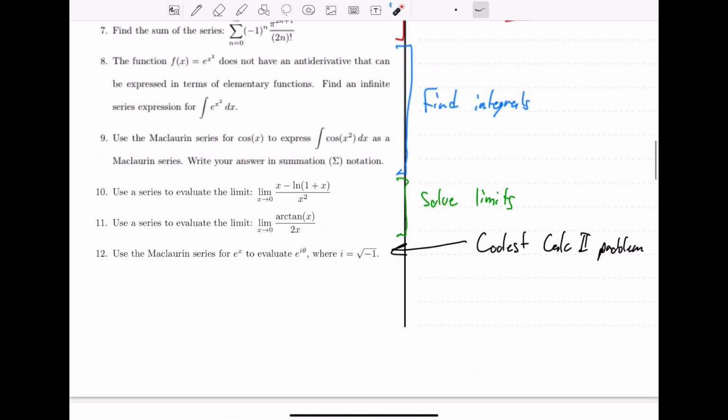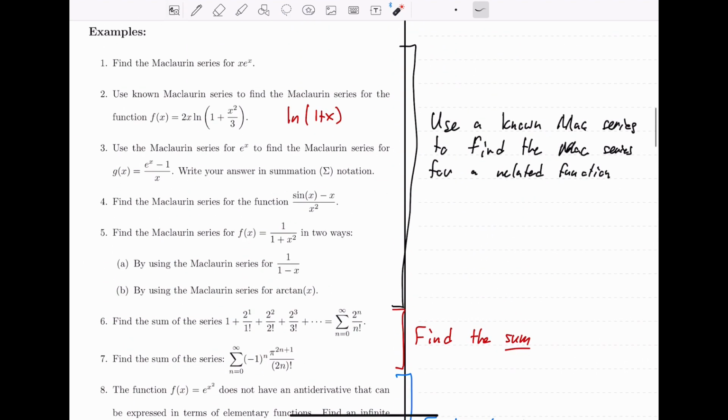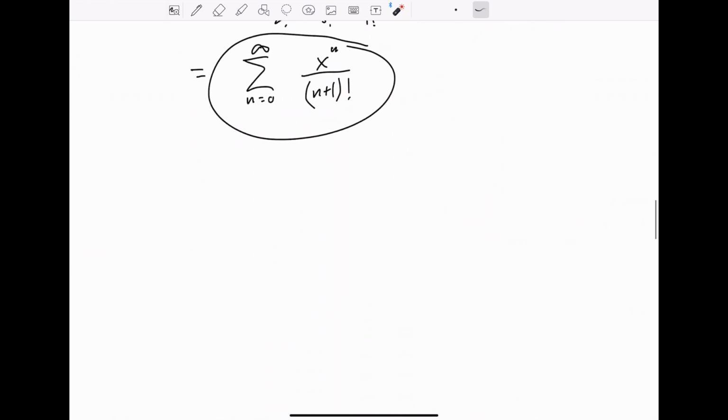Example 4 is a similar example. In example 4, we have the function (sine of x minus x) divided by x squared. We will replace the sine of x with the first several terms of the Maclaurin series expansion. We will simplify, and then we'll notice a pattern and write the answer in summation notation. So for example 4, our function is (sine of x minus x) divided by x squared.